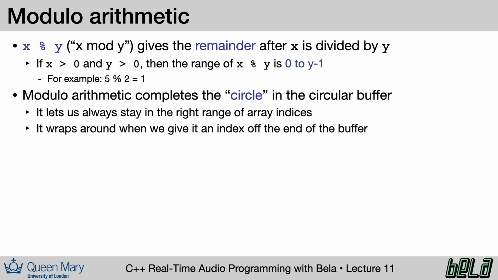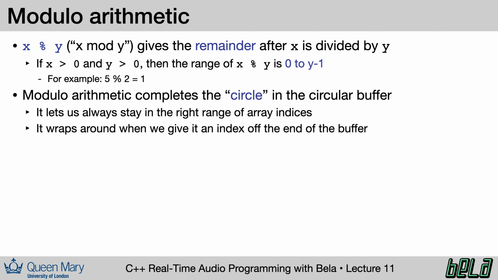In C-like languages, the modulo operator is given by the percent sign. Modulo is defined to be the remainder after division, so after we've divided x by y, how much is left over? If x and y are both positive, then the range of the modulo output is between 0 and y minus 1. For example, if we took 5 mod 2, the largest integer multiple of 2 that fits inside of 5 is 4. The remainder after that is 1, so 5 mod 2 is equal to 1.